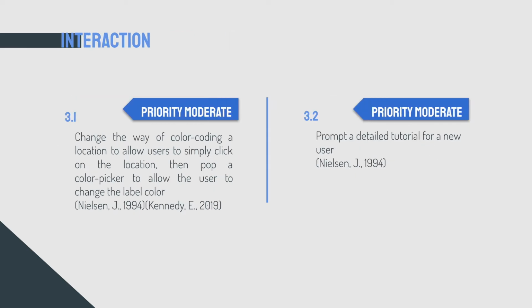For interactions, when a user logs in, a prompt for a video tutorial can be really helpful. And it's not just for the new users, but for all the users. And bring the feature of color coding location to a more noticeable place. And when a user clicks on it, present them with a quick color picker. This can save user time and make their itineraries more creative.